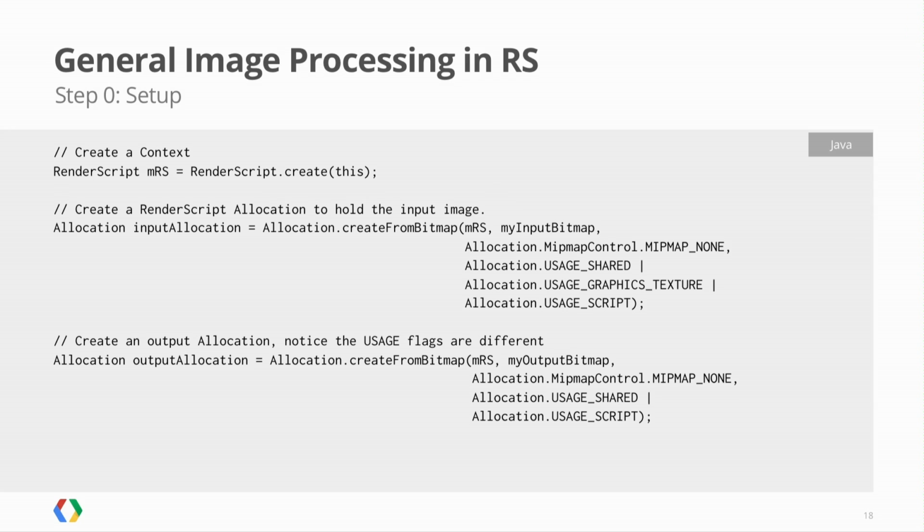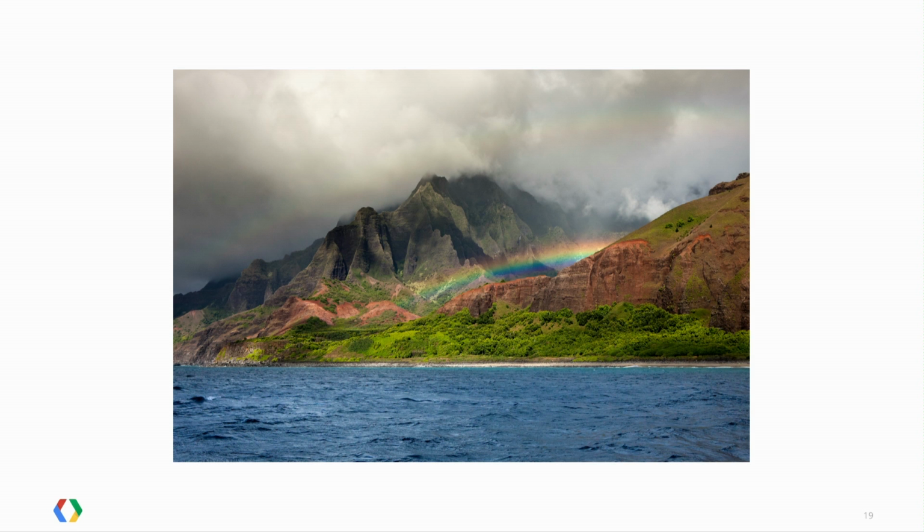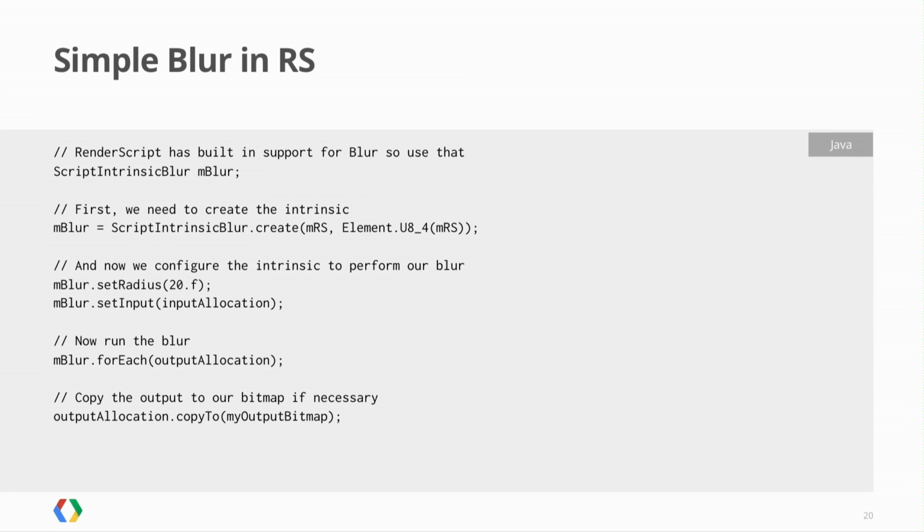Also, usage graphics texture, if you were going to use this in combination with RS Sampler, you can set the flag to enable that. And usage script just means we're going to pass it into a kernel. Now, this is actually the default set of flags, so if you were to leave the flags off completely, this is what you would get. For the output, we're going to write this to a bitmap, so we'll create a second allocation. And I'm going to leave off the graphics texture usage because we're not going to sample from it. So we have a bitmap we're going to work on, and we're going to apply a large blur to this.